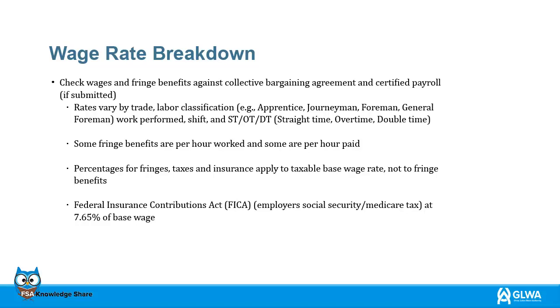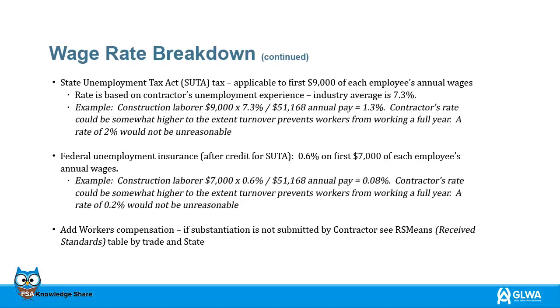Percentages for fringes, taxes, and insurance apply to the taxable base wage rate, not to fringe benefits. Finally, the Federal Insurance Contributions Act, which is at 7.65% of the base wage. State Unemployment Tax Act, applicable to the first $9,000 of each employee's annual wages. The rate is based on contractors' unemployment experience. The industry average is at 7.3%.